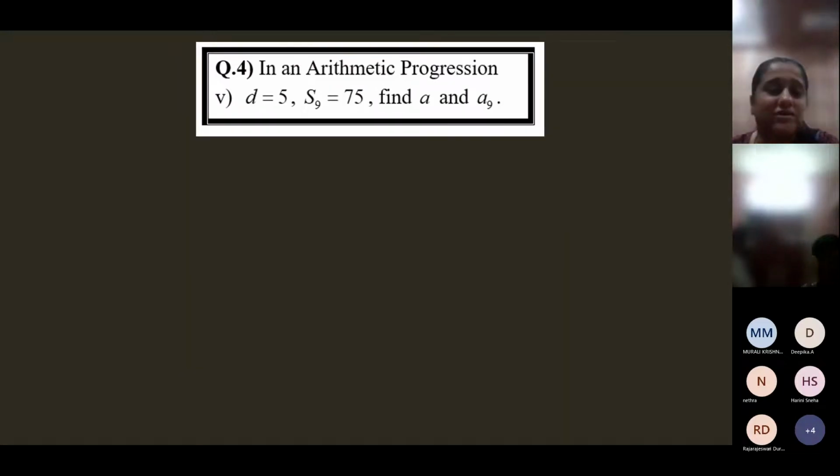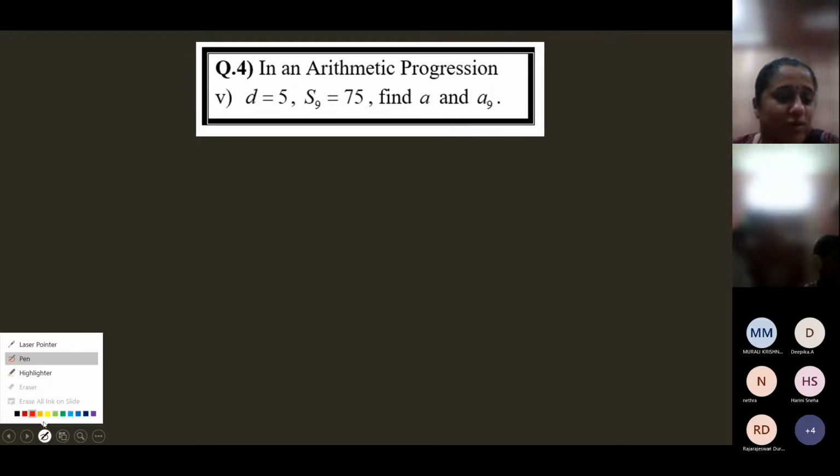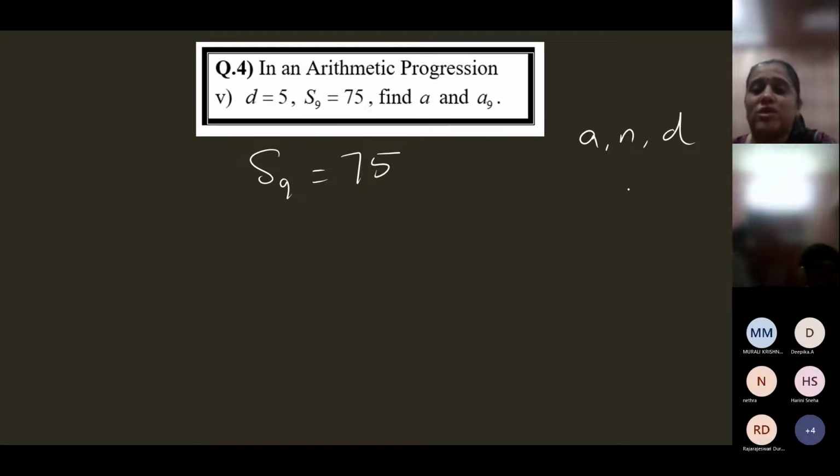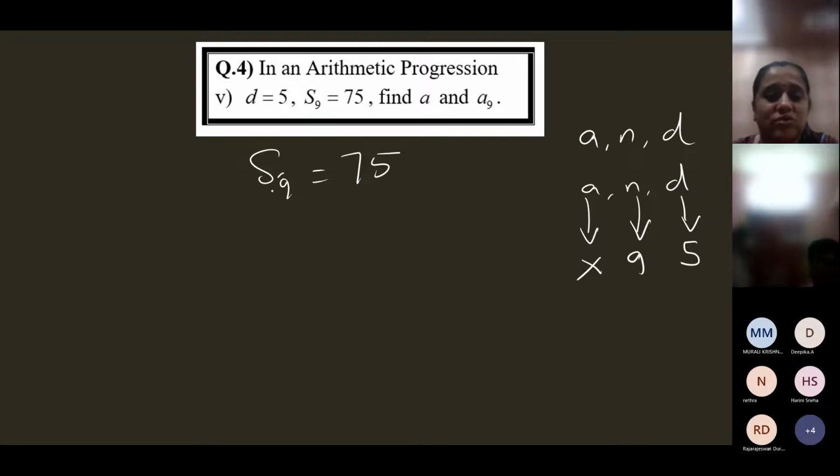So talking about the fifth one, children, see here. Even before you start working, you can guess what you can find. Every formula has these three unknowns, A, N, and D in them. Now, when you know that S9 is 75, what is in the formula for Sn? You have these three unknowns, A, N, and D. You know D is 5, and you don't know A. And N is 9 because S9. So obviously, when you work this, you will be able to find the value of A.